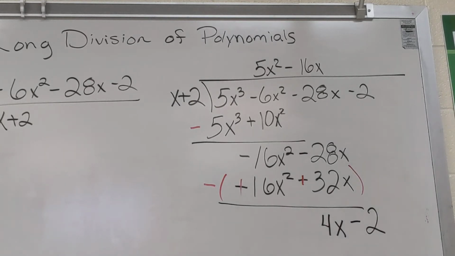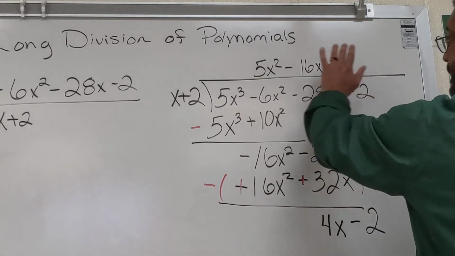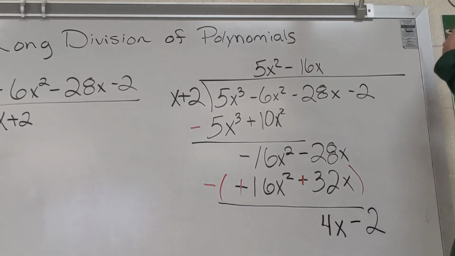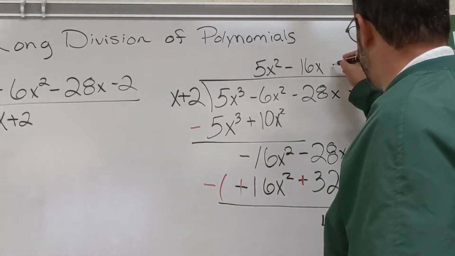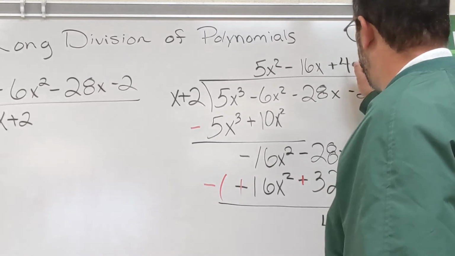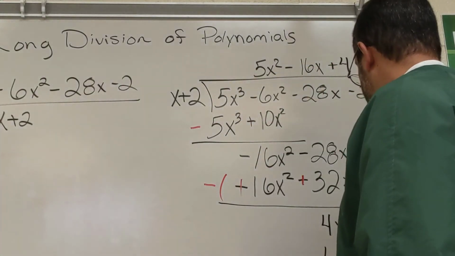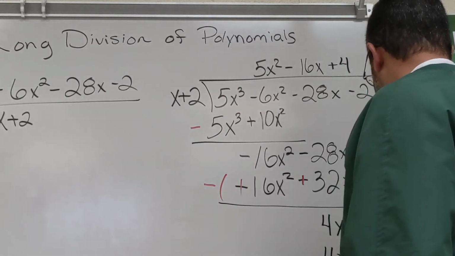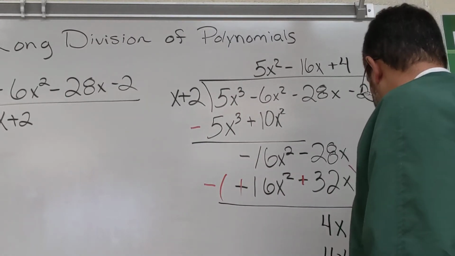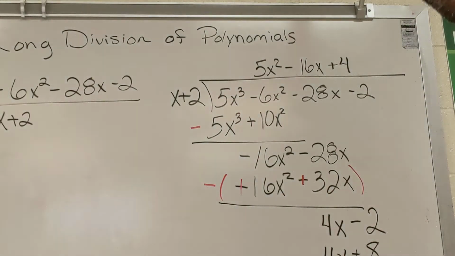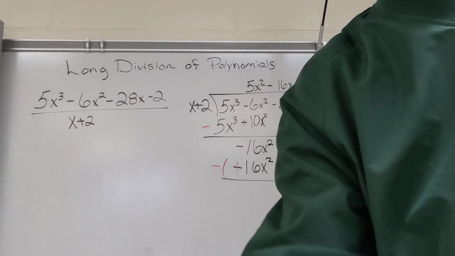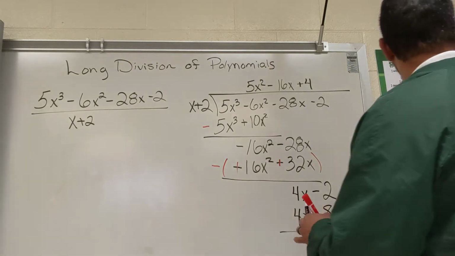All right? So I ask myself again, what times x is going to give me 4x? Obviously, at this point, I can say it's going to be plus 4. So 4 times x gives me 4x. 4 times 2 gives me a positive 8. So again, I am doing subtraction here. Let me zoom myself out.